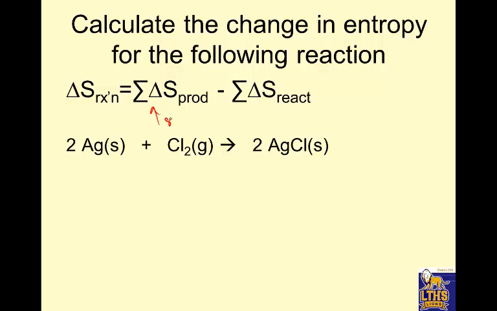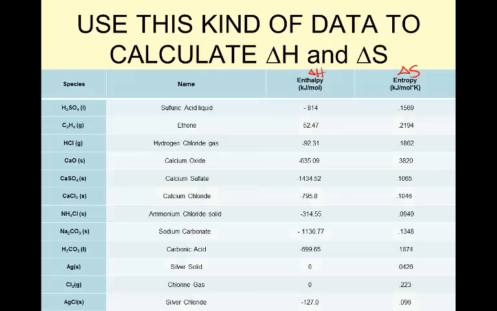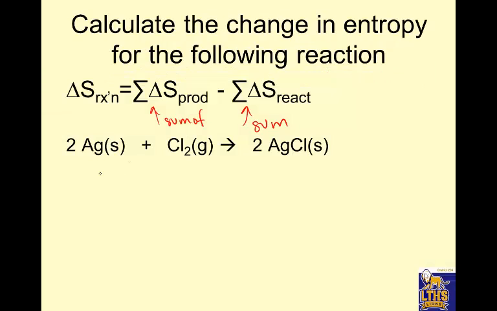This is the sum of all of the products and the sum of all of the reactants, and then it's products minus reactants. So let's look at this table. We need silver chloride. Where's silver chloride? The delta S is 0.096 kilojoule per mole Kelvin. Okay, so we have to do products. So 2 times 0.096 from the table. And there's only one product, so that's product minus the sum of the reactants.